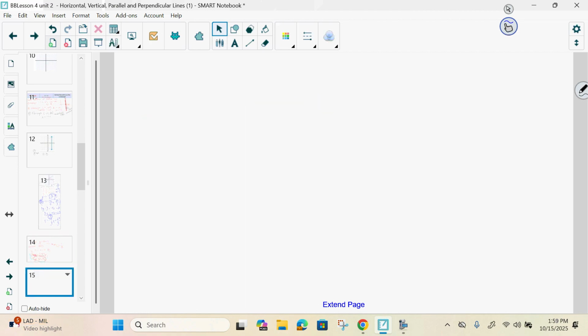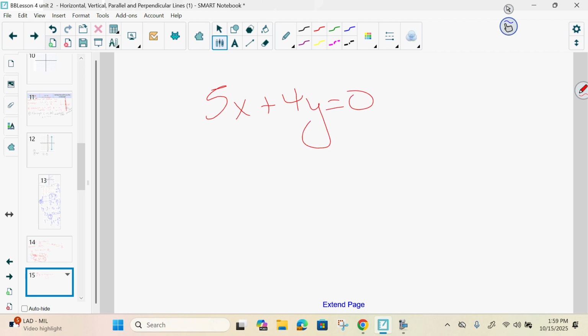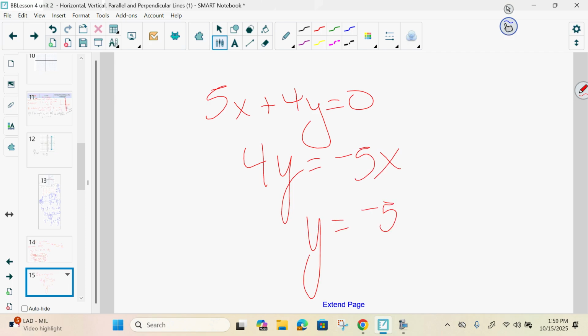5x plus 4y is 0. Why is number 6 different? Marcus just said it has a slope. How can you tell it has a slope? It has both x and y. So number 6, what you want to do first is you want to solve for y. Right? So number 6 is the same as negative 5/4 x.